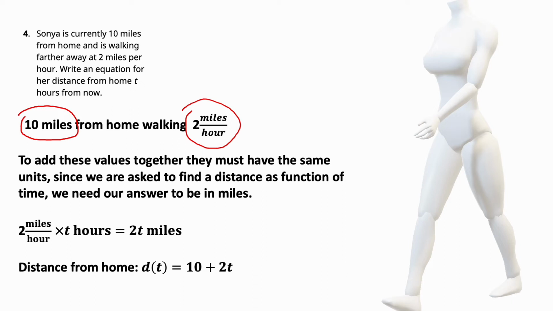So to convert this one to miles, I would have to multiply it by hours, because then these units divide out and I'm left with just 2t miles. Now the miles match up, and so I can add the two together, and I get distance is equal to 10 plus 2t, where t is the time.